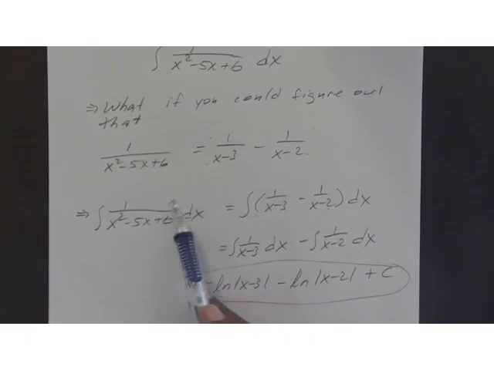Okay. So converting this one to this one is partial fractions. And there are different methods depending on the type of partial fraction that you run across.